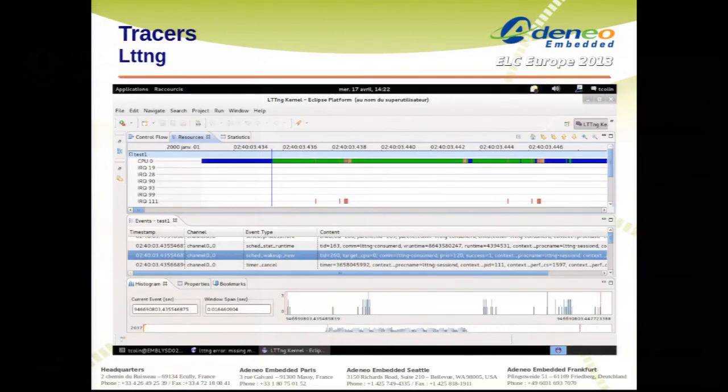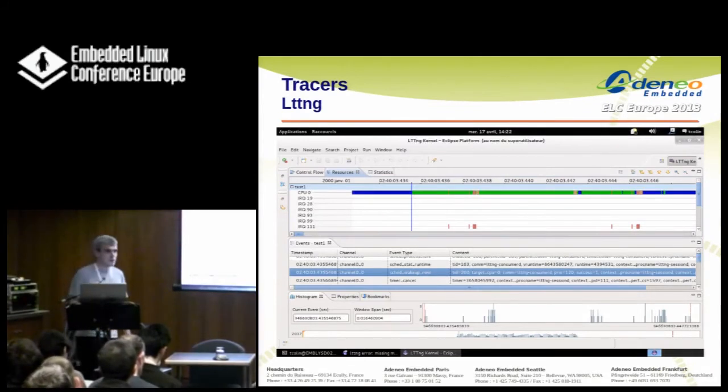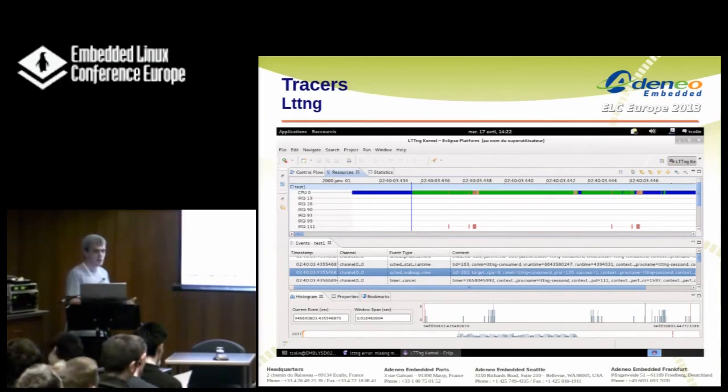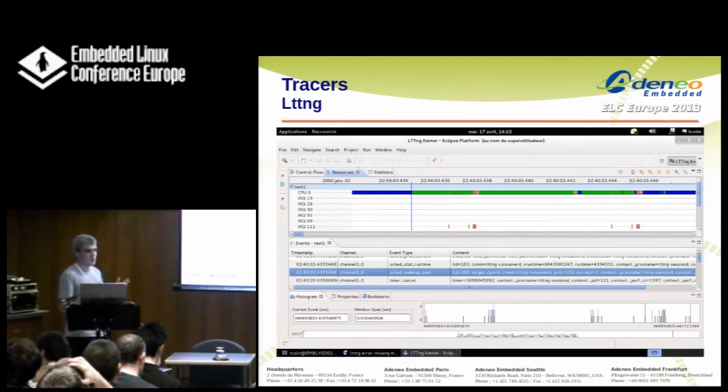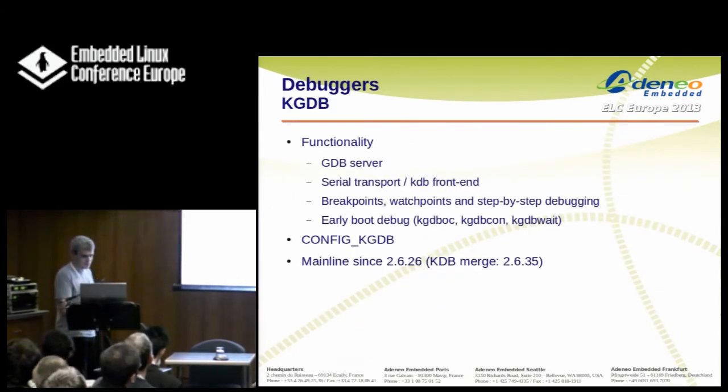So here is an example of LTTNG with the Eclipse plugin. In Eclipse now you can download a lot of stuff, from the KGDB plugin to the LTTNG plugin to the Trace Compass plugins, so you can have a lot of different UIs specialized for Linux debugging and tracing. The debuggers.